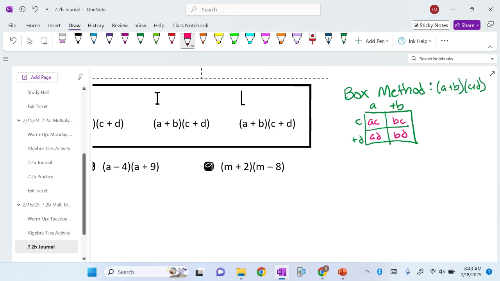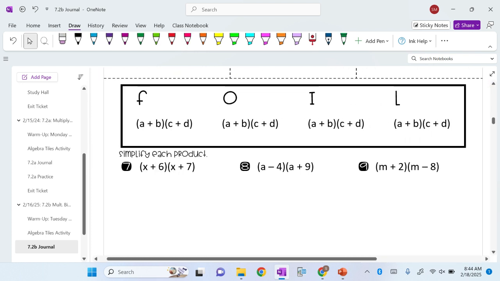Now, the other method that your journal is mentioning is what we call FOIL. FOIL is an acronym, and I'm going to explain what that acronym means in just a second. Both methods work. It's up to you how you want to do it. However, my preference is box method. I just like box method because it's more visual, it's more organized to me. Some of you may like FOIL more. That's okay. You can use either method. I don't care which method you use, as long as you can use it effectively.